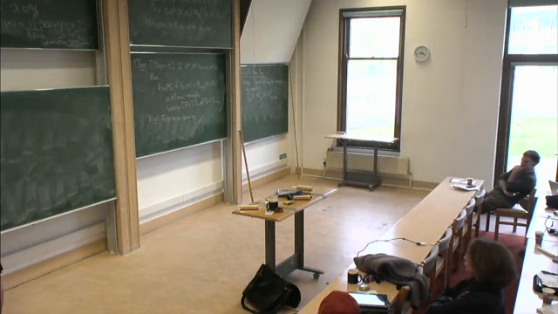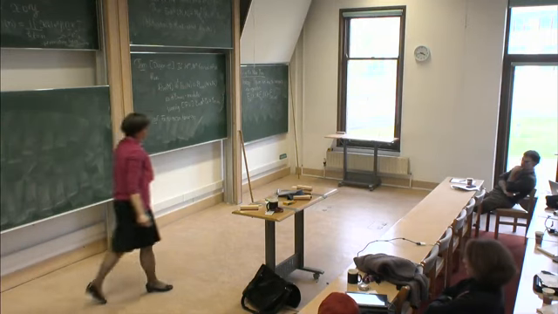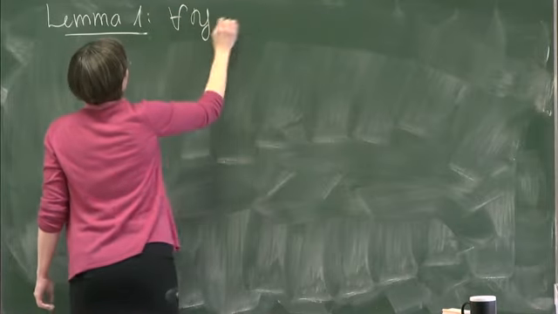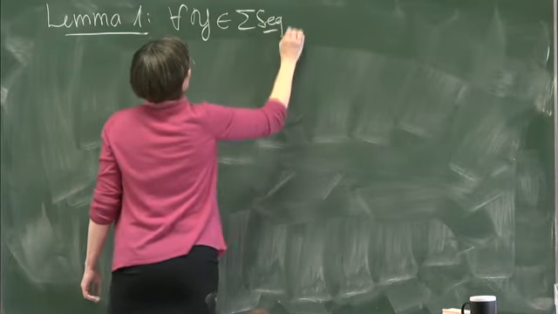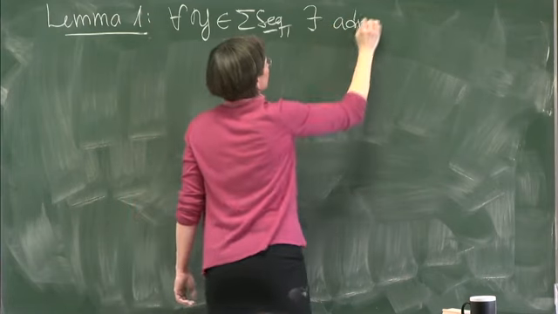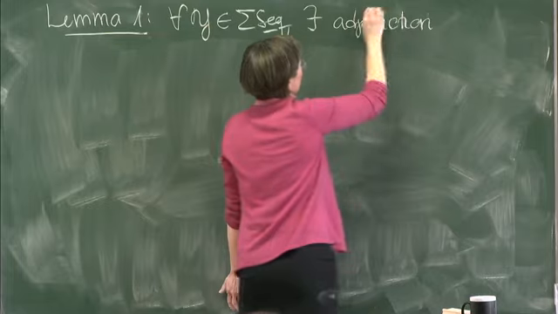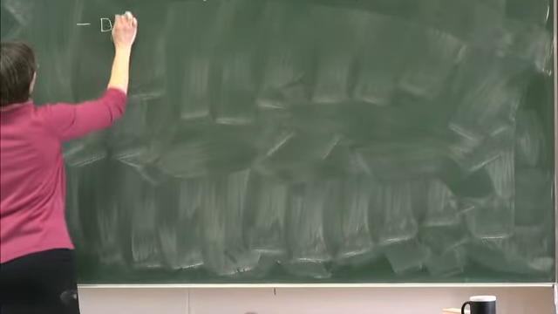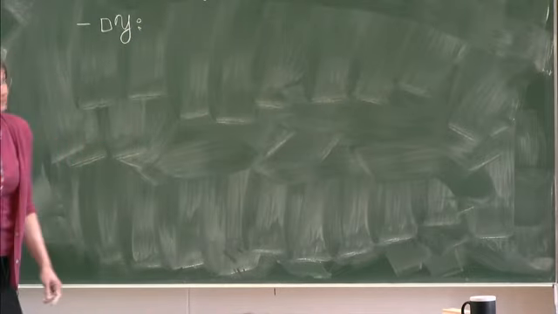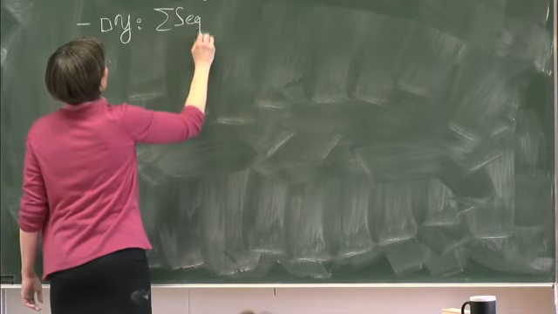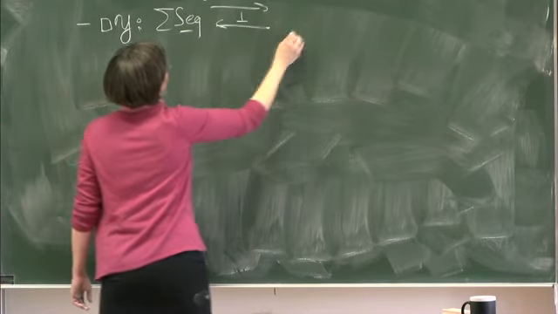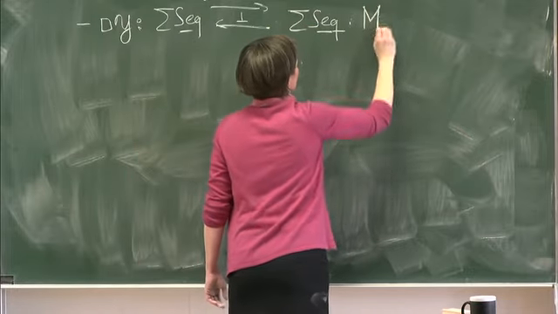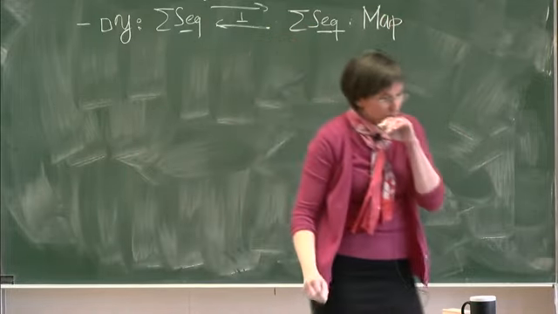So how is the closed structure? It is the following way. For any symmetric sequence y, we have an adjoint pair between boxing with y and looking at the following thing, so I'm going to write this properly.